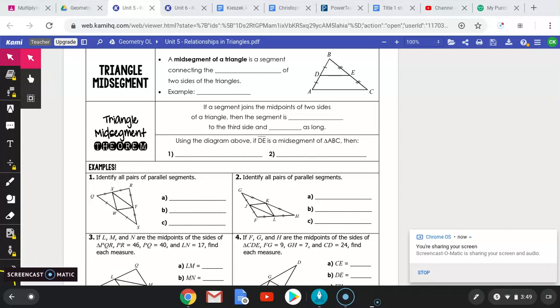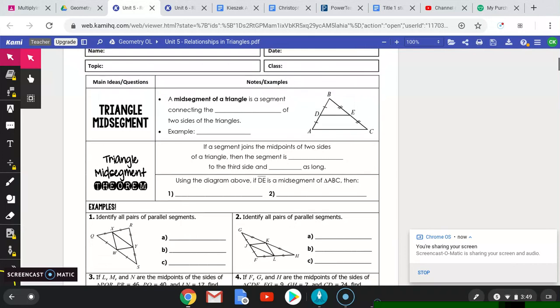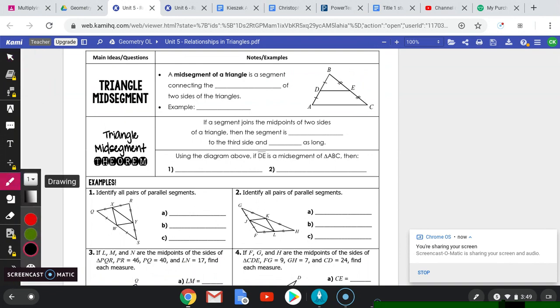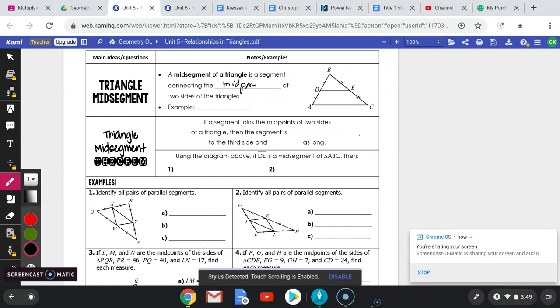This is Mr. Kizik, and in this video we're going to be looking at the mid-segment of a triangle, the triangle mid-segment theorem. So what is the mid-segment of a triangle? The mid-segment of a triangle is a segment that connects the midpoints of two sides of the triangle. So in this example here, line segment DE would be the mid-segment because, as we can see by the markings, D is the midpoint of AB, E is the midpoint of BC, it's connected, DE is the mid-segment.